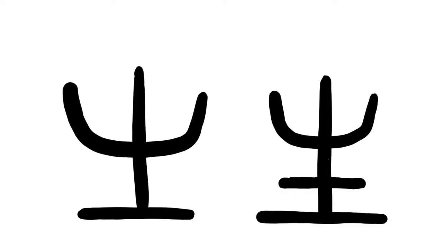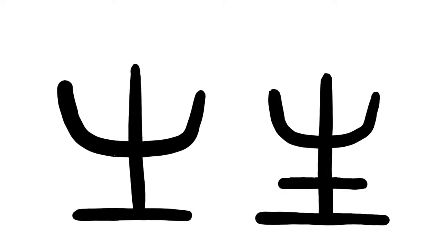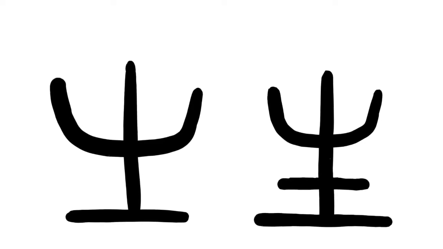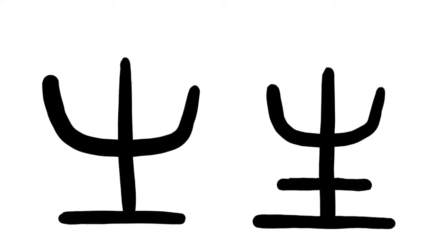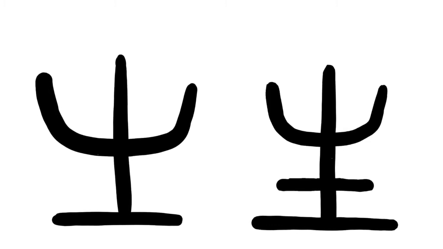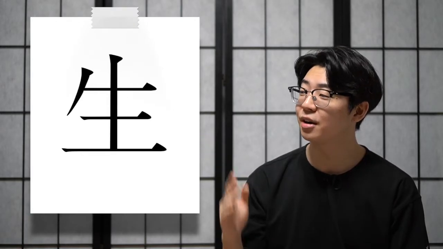This is the ancient version of the main character we are looking at today. It depicts the shape of a new sprout growing above the ground. This is how the character looks today. Can you see the similarities with the ancient character?